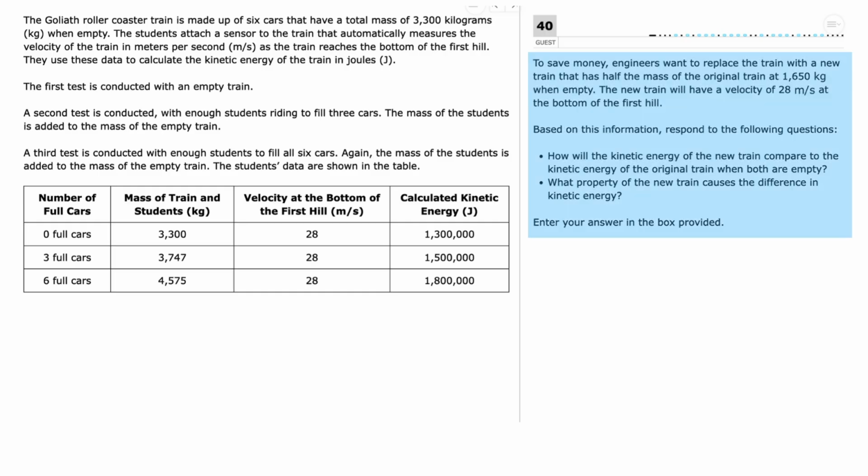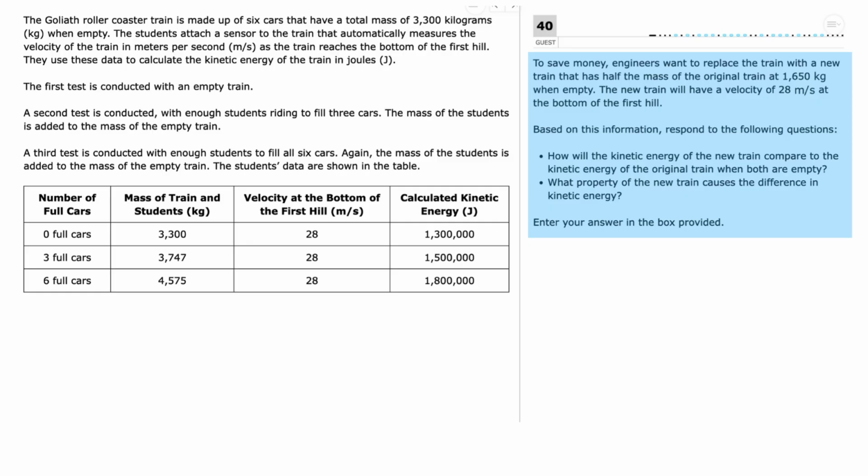Question number 40. To save money, engineers want to replace the roller coaster train with a new train that has half the mass of the original train. The new train has a mass of 1,650 kilograms when empty. The new train will still reach the bottom of the first hill with a velocity of 28 meters per second. Based on this information, answer the questions below.